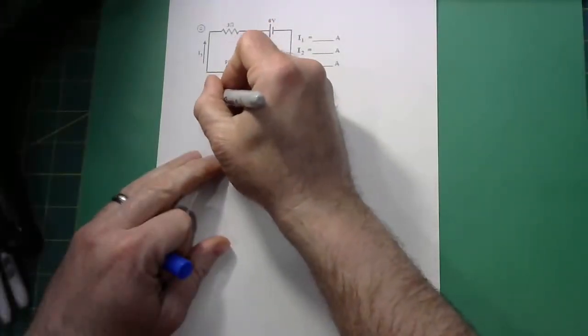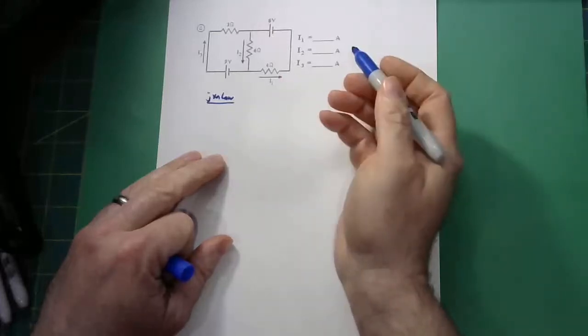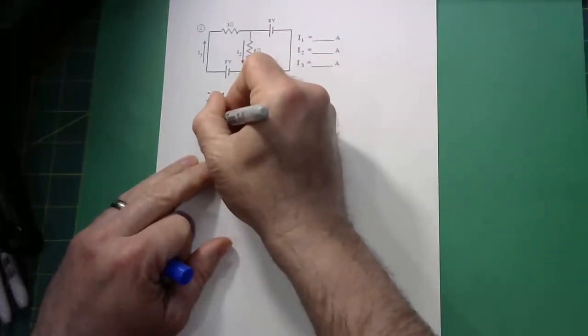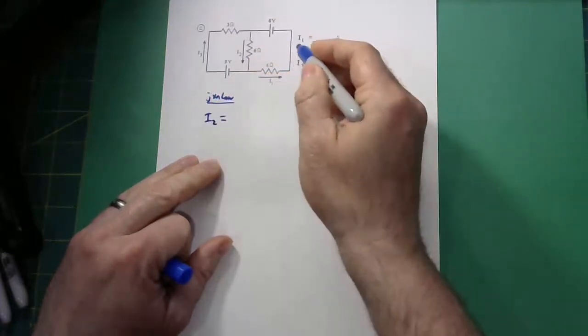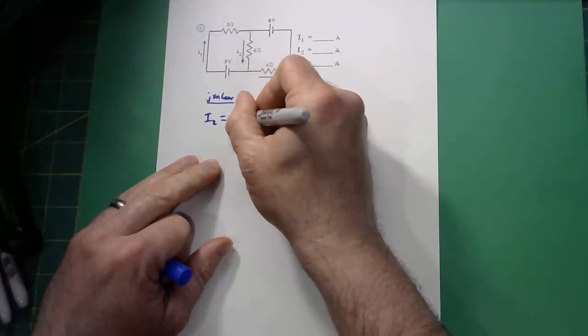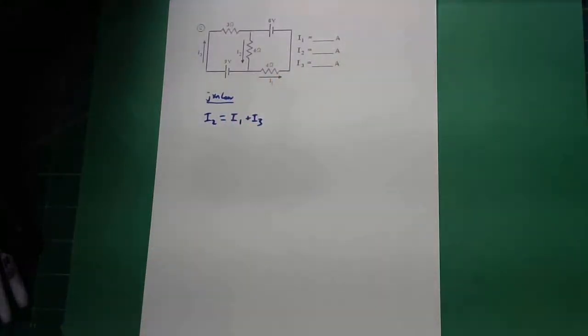We're going to start off with the junction law. I'm going to apply that to the bottom junction. Currents in equals currents out. What's going in towards that junction? Just I2. Currents going away, I've got I1 going away and I3 going away. So I2 equals I1 plus I3. Into the junction equals out of the junction. Now we do some loop laws.